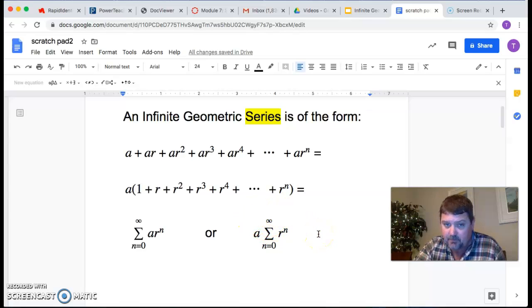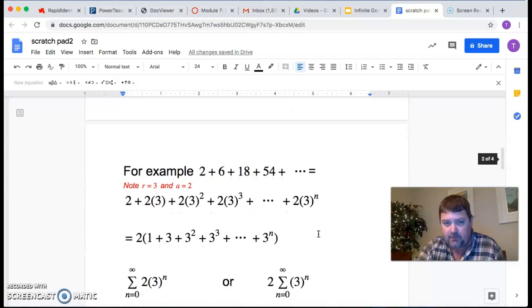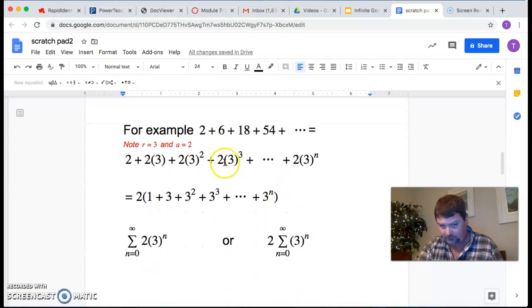Okay, so I'm going to show you one right here. This is an example of one of them. In this example, you'll notice r is 3, because you find that by dividing 6 by 2, or 18 by 6, 54 by 18. All of them give you 3. Your first term is 2. So this is putting the thing to work, showing you how the notation works.